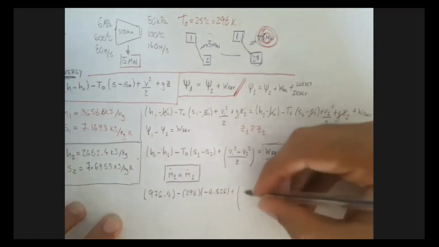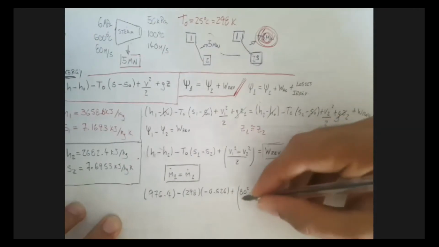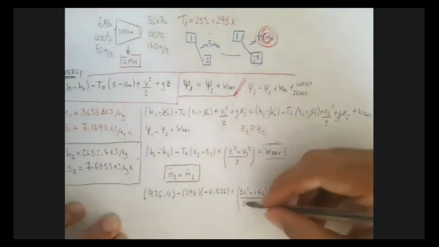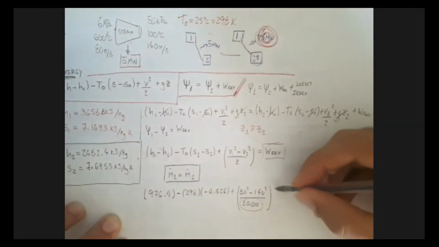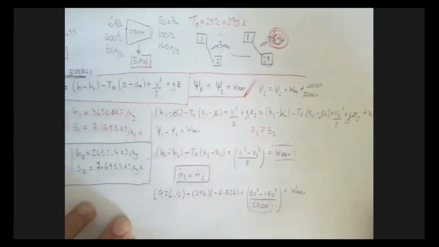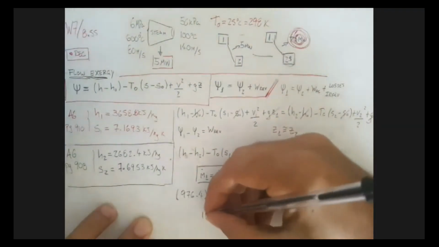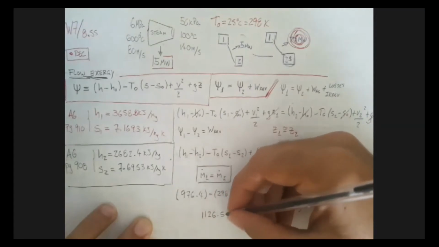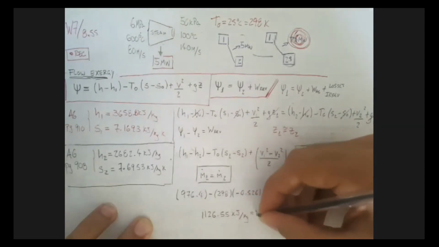plus, mind you guys, this has to be 80 squared minus 140 squared divided by 2,000. All right, 2,000. Watch out, because we need it all in kilojoules. If we don't put in kilojoules, we can't sum up things that are in different units. This ends up being our reversible output. Okay, and then finally this is going to be 1126.55 kilojoules per kilogram, which equals the amount of work reversible.